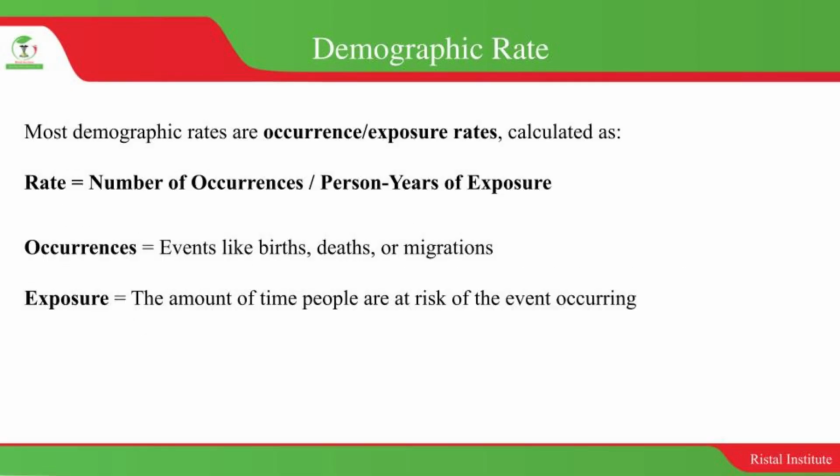Let's pause here. That denominator, person years of exposure, is what gives the rate real meaning. It's not just about how many people there are, but how long they were at risk of the event.